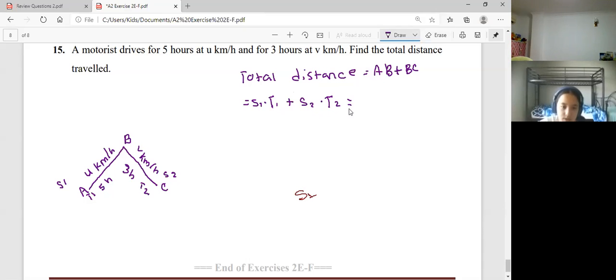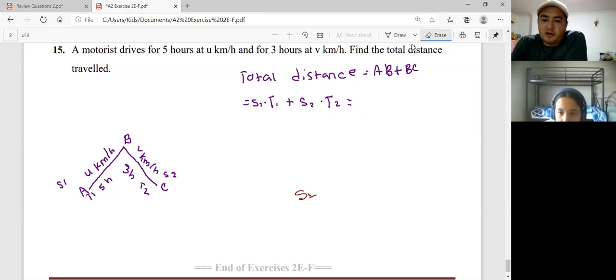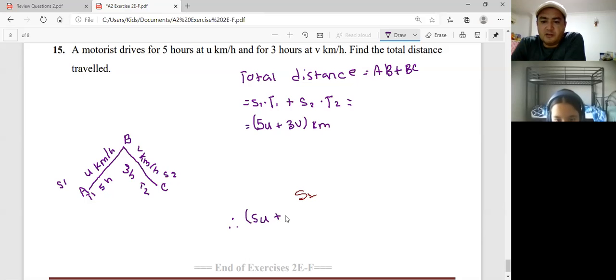And that also equals 5U. So Shahina, so far we practiced a lot. We know that we don't write the number after the variable; we write the number before the variable. Just write 5U. Okay, you are doing this mentally. 5U plus, and how about V times 3? It is 3V. In kilometers. And then: 5U plus 3V kilometers.